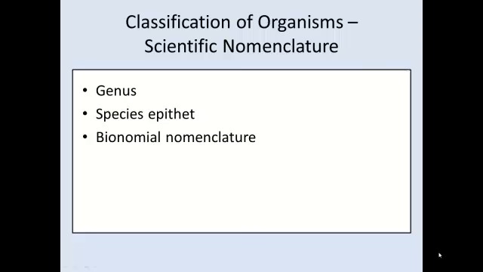On the subject of scientific nomenclature, remember that we have the binomial naming system. You have a genus name and you have a species name or a species epithet. So when you see the name of an organism, you're always going to see two names. First one capitalized, second one not capitalized, both italicized because it's based on Latin.